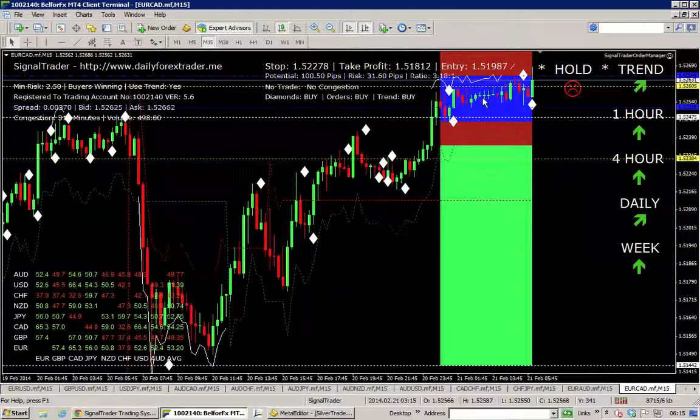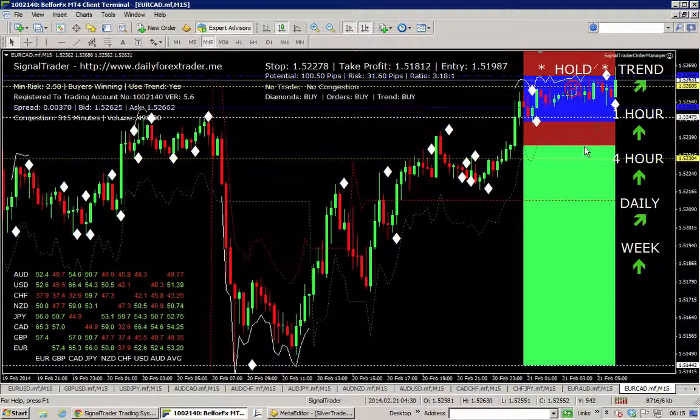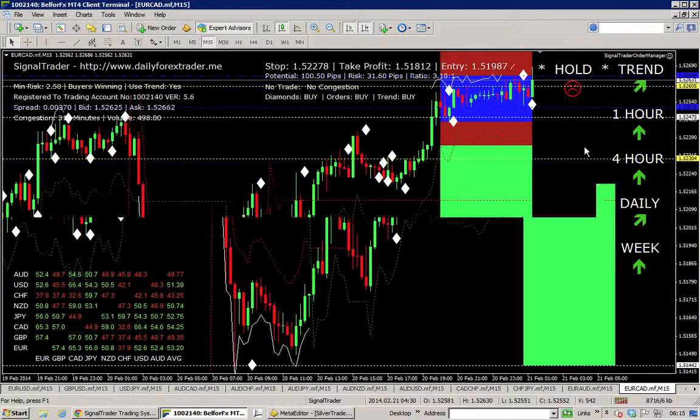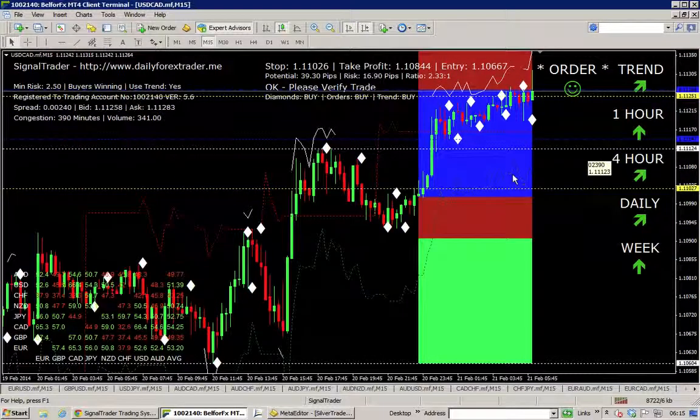This is quite interesting. We've got a 100 pip potential trade with a 31 pip risk. However, it's just broken congestion. Okay, so that's still there, but it's just broken congestion. See a little candle up the top there? I suspect we're coming into some news. It still shows the congestion, it will wipe that out very shortly. So we're holding on that one.